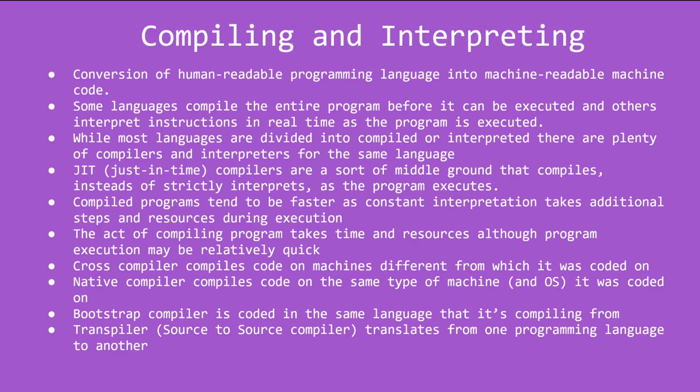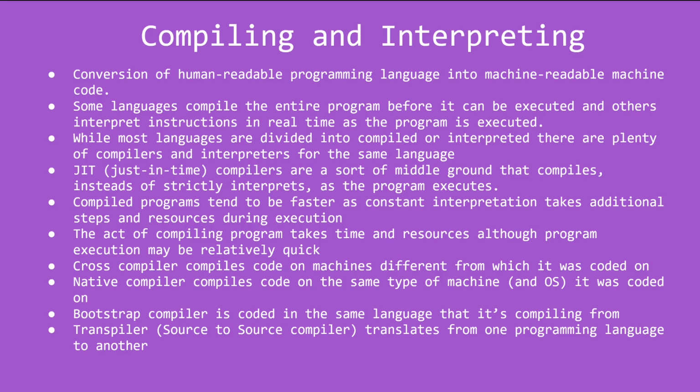The act of compiling, though, takes time and resources, although actual program execution may be relatively quick depending on the complexity of your program. Cross compilers compile code on machines different from which it was coded on. That's an extremely important concept as computing went on. A native compiler compiles code on the same type of machine and operating system that it was coded on. That would probably be how you describe some of the first compilers. Bootstrap compilers are coded in the same language that they're compiling from.